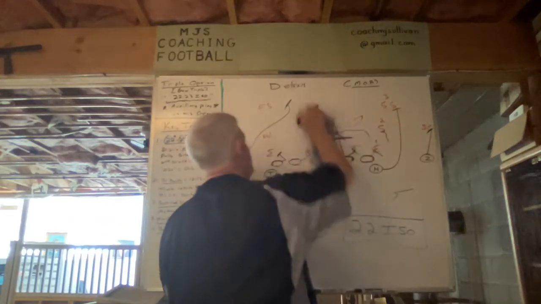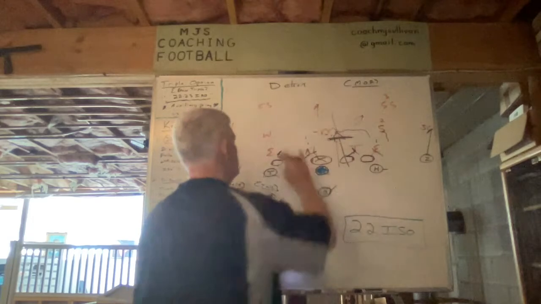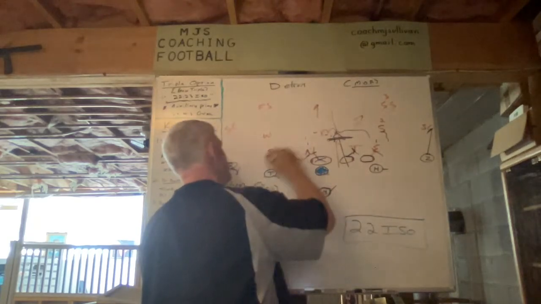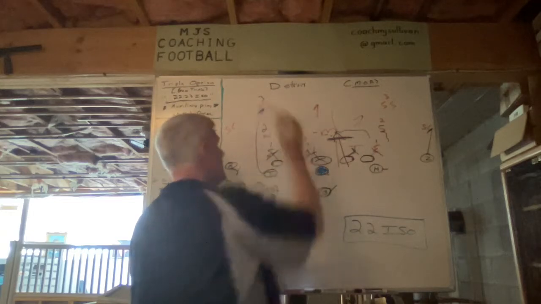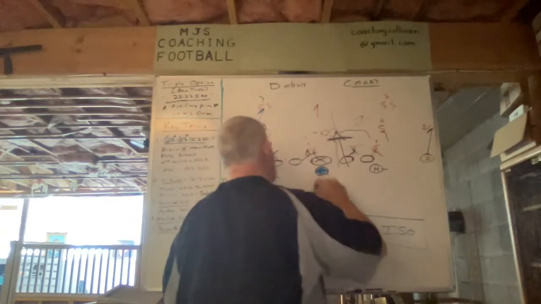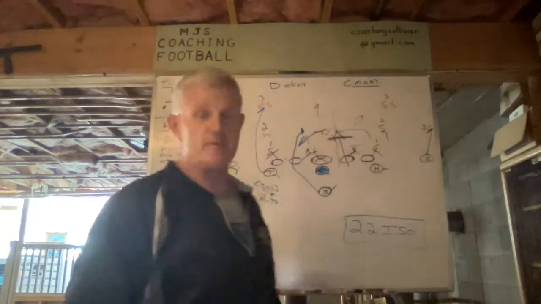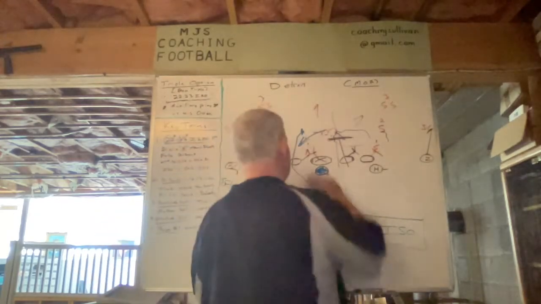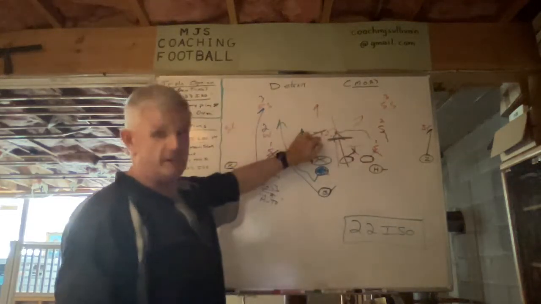Okay, so to run it back the opposite way, all I'll do is I'll just change it here. All right, so now base one, arc three. Now the Mike linebacker is the B gap defender. You know that, so your B back knows he is going to be blocking the Mike linebacker. He knows that.